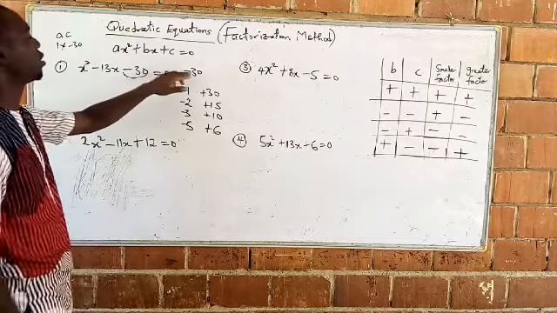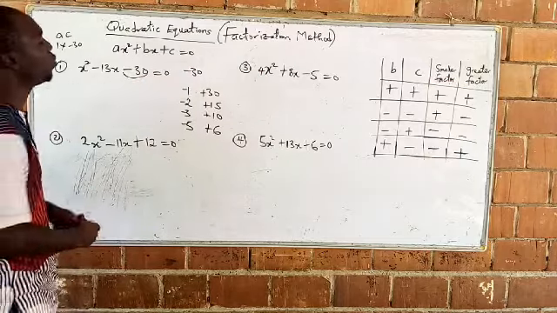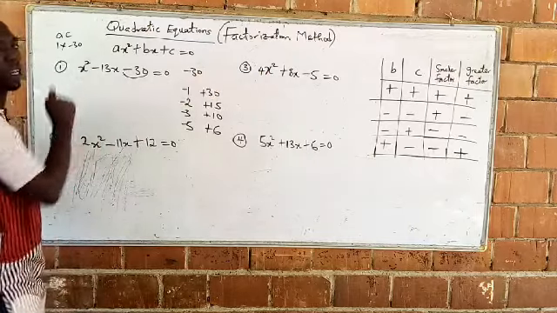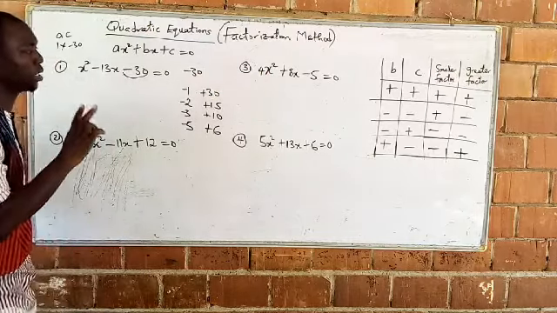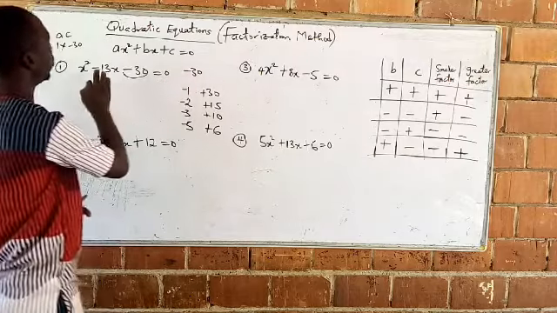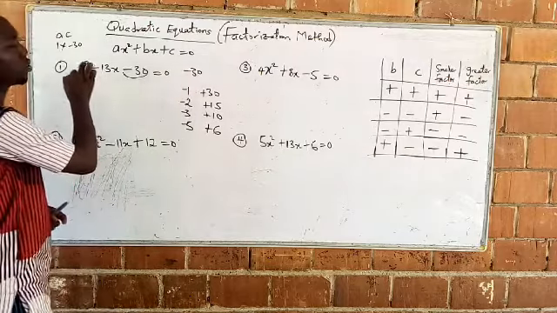So after getting the AC, we will now look for two factors of this AC that will give us minus 13. That is two numbers. When you multiply them together, they will give you minus 30. When you add them, you get minus 13.